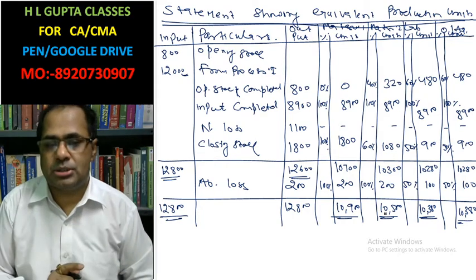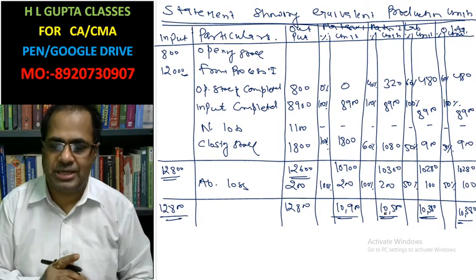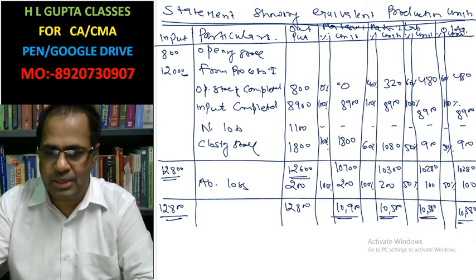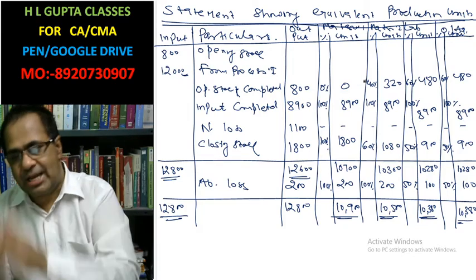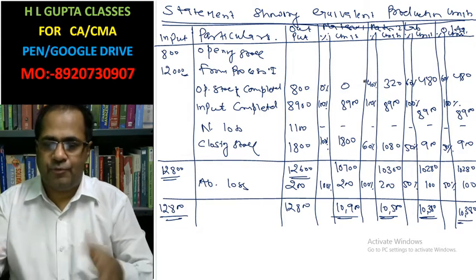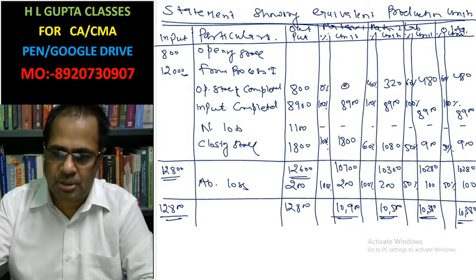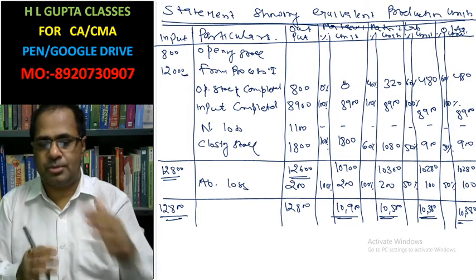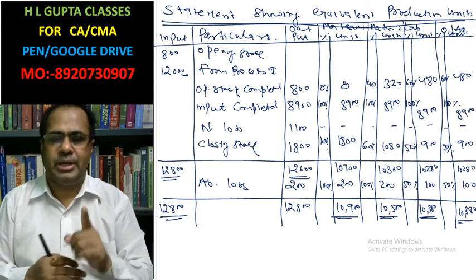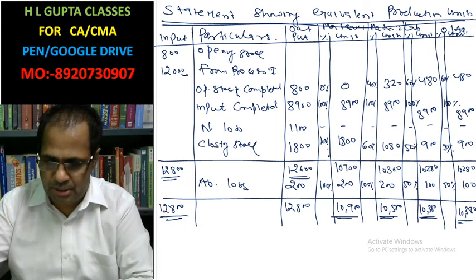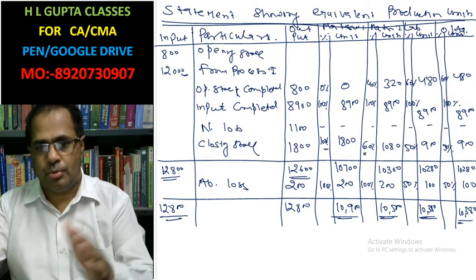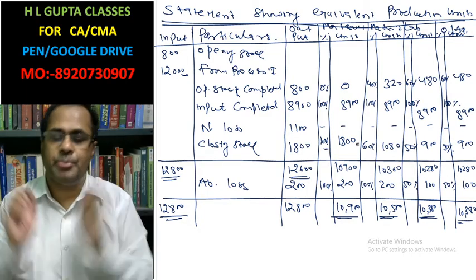In equivalent production units, you have to try to understand. In the case of opening stock completed, it is assumed that the material information for second material is given and first material is assumed to be 100% completion. In the case of closing stock, first material is assumed to be 100% completion, and second material proportion is given as a percentage. You have to keep this in mind.